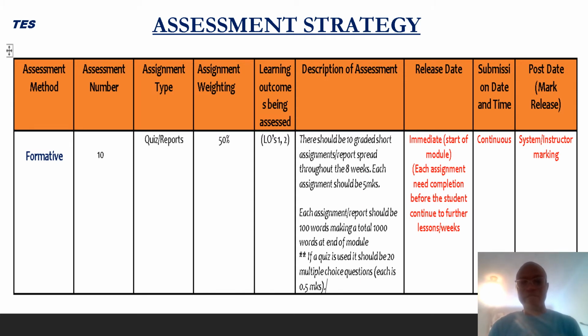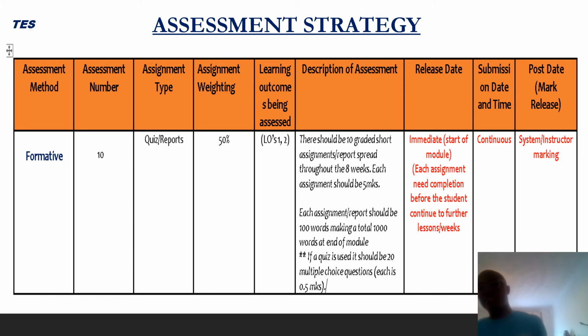Okay, all right. Now, also, in terms of the reports, I'm expecting that a report should be 100 words each. So that means that at the end of the formative assessment, the student has done 1,000 words of assessment, which is equal to 50% of the entire assessment. Okay, all right. Now, the other question would be, when would it be released?